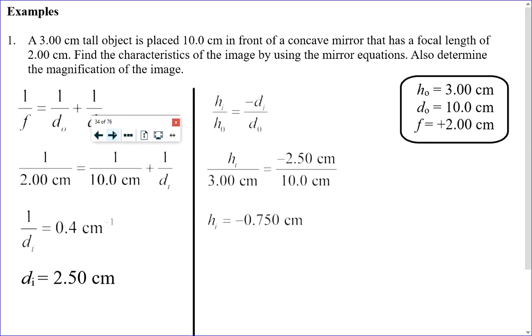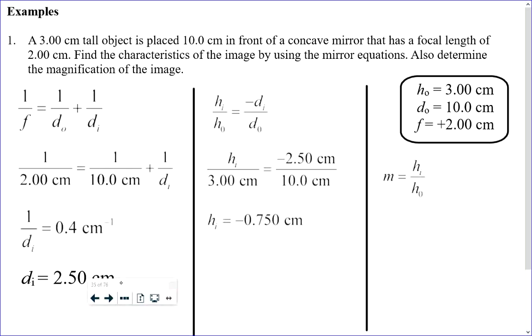I know right now, without actually doing a calculation, that this image is a lot smaller than the object. It's magnified downwards, so to speak. And the reason I know that is if the height of the image is negative 0.75, and the object was 3, it's like 25%, which we're going to find right now because we have to calculate the magnification.